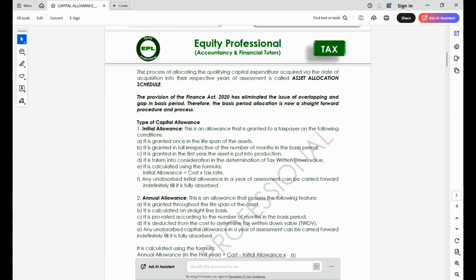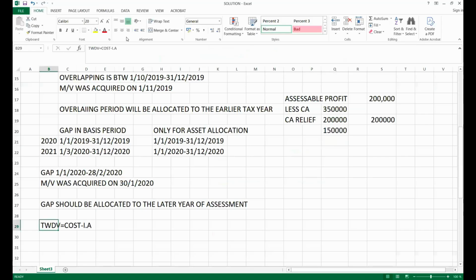I made mention earlier that tax written down value is cost minus initial allowance. Now that you have annual allowance, your tax written down value will be cost minus initial allowance minus annual allowance. So we give you the tax written down value, which is utilized to determine what follows.